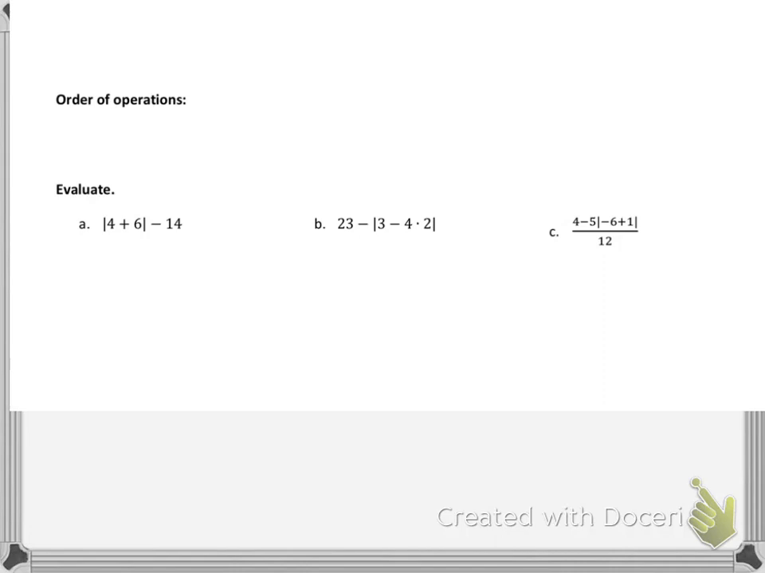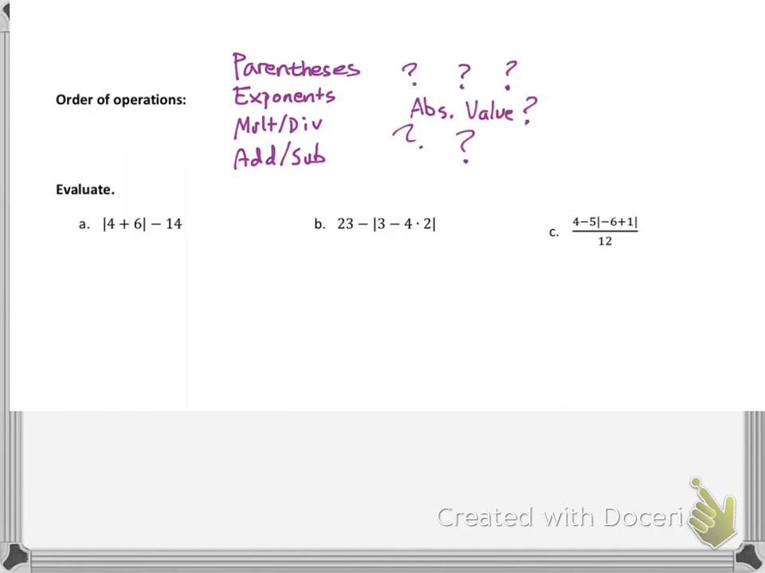So if you remember the order of operations, we now have to think about where absolute value falls. So the absolute value actually falls under the parentheses. It's the same as the parentheses. So if you see it, it is the first thing that should happen. So evaluate. Here's example A. The absolute value of 4 plus 6, absolute value, and then minus 14. So I'm going to take that absolute value of 4 plus 6, which is 10, and minus 14.